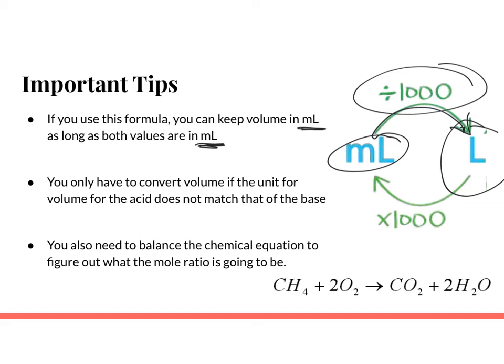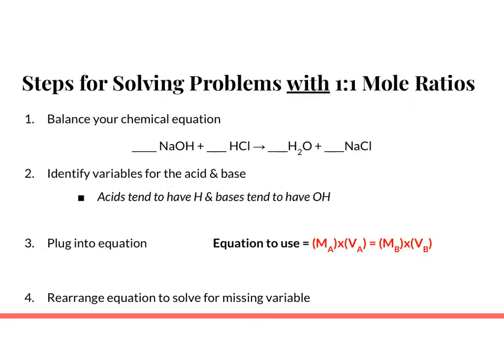The other thing you need to know is you need to balance that chemical equation to figure out what the mole ratio is going to be. It's that mole ratio that, with these types of problems, can get really tricky. So remember, if I want to compare CH4 to O2, I only have one CH4 and I have two O2s. So understanding that ratio is going to be really important to figure out which version of this equation you're going to use. A lot of times when we do titrations, you're going to end up with 1-to-1 mole ratios, meaning that the coefficient out in front is going to be 1.